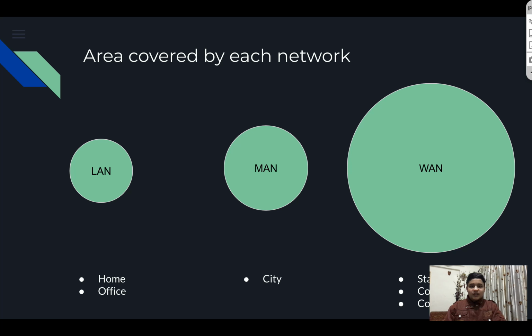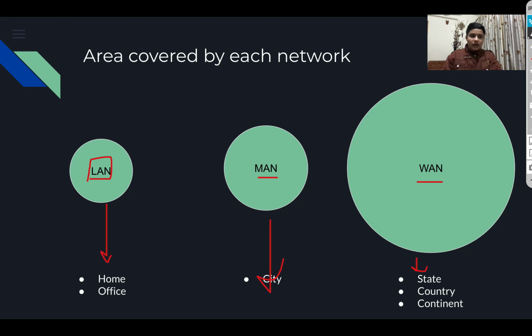Now I come to the next thing, which is a small summary of the area covered by each of the networks, which are LAN, MAN and WAN. So in the LAN, a home or office is being covered. In the MAN, a city is being covered. But in a WAN, a state, continent or even a country. So a state, country or even a continent is being covered, and this is a lot of area.